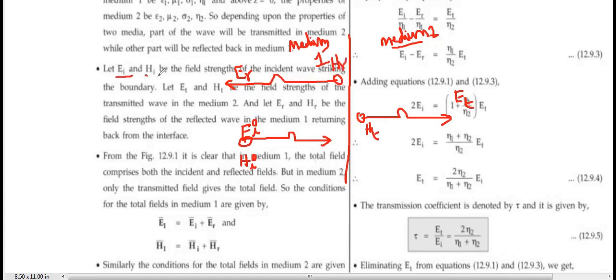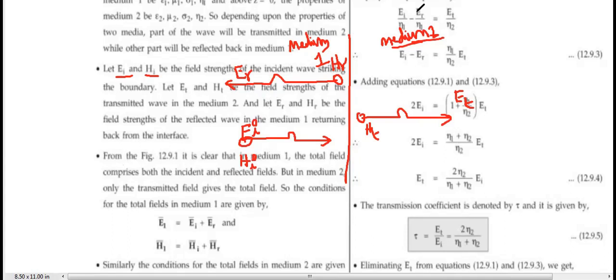So EI and HI are the field strength of the incident wave striking the boundary. This is a boundary line, my dear students. Let ET and HT be the field strength of the transmitted wave in medium 2, and let ER and HR be the field strength of the reflected wave in medium 1. So both the incident and the reflected waves are in medium 1, returning back from the interface between the two mediums.